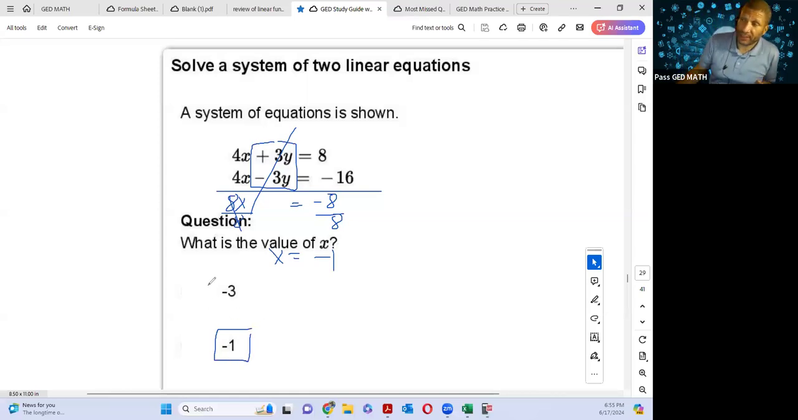You can't plug these into this equation because you don't have an x and a y. So they're either going to give you a question that looks like this, or they're going to give you a question that looks like this. See, 2x.